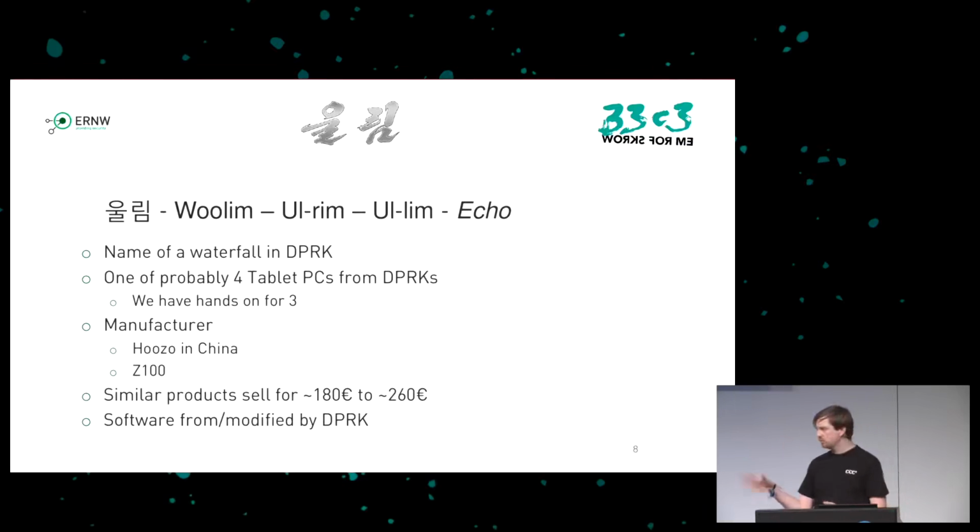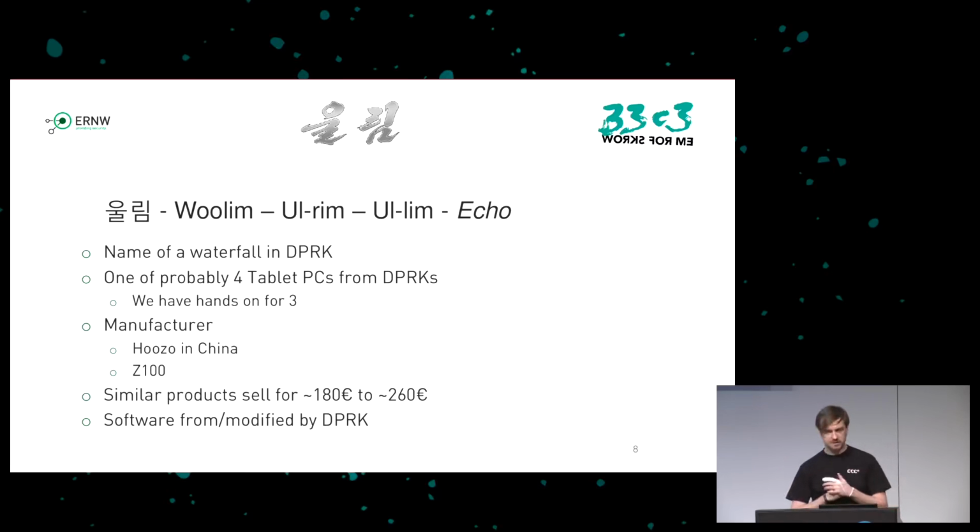If you do some research on the device, you will find out that the manufacturer doing the hardware is not from DPRK. It is a Chinese manufacturer, and it is actually selling this plain hardware with a stock Android on it, probably under the name Z100. The products sell from 180 to 260 euro, which is a good price for the technology behind the tablet PC.